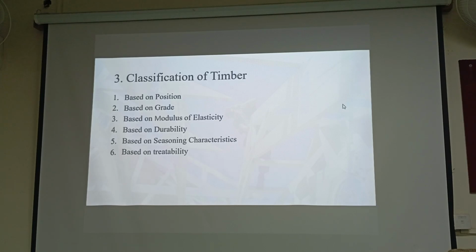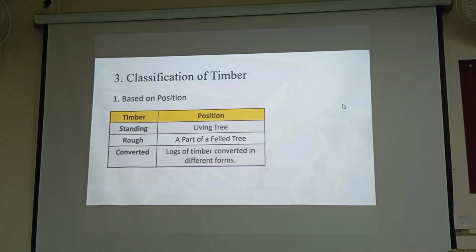Classification can also be based on position, grade, modulus of elasticity, durability, seasoning character, and treatability. Based on position, when the tree is standing or alive, it is called a standing tree. When it has fallen due to some natural calamity or when it is cut, then it is called rough. And when the trees are cut into different logs or different parts or forms, it is called converted.